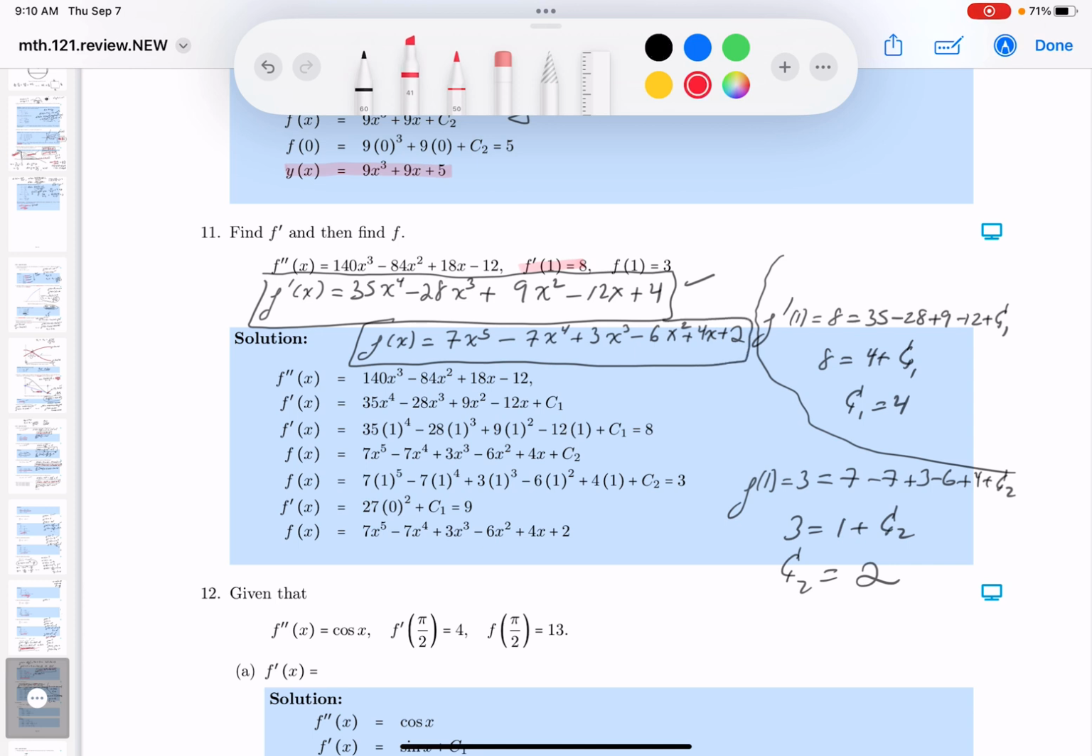Let's look at the key. I want to see if that's written. I'm looking at it. 7x^5 minus 7x^4, 3x cubed minus 6x squared, 4x plus 2. We're good to go to the next question.